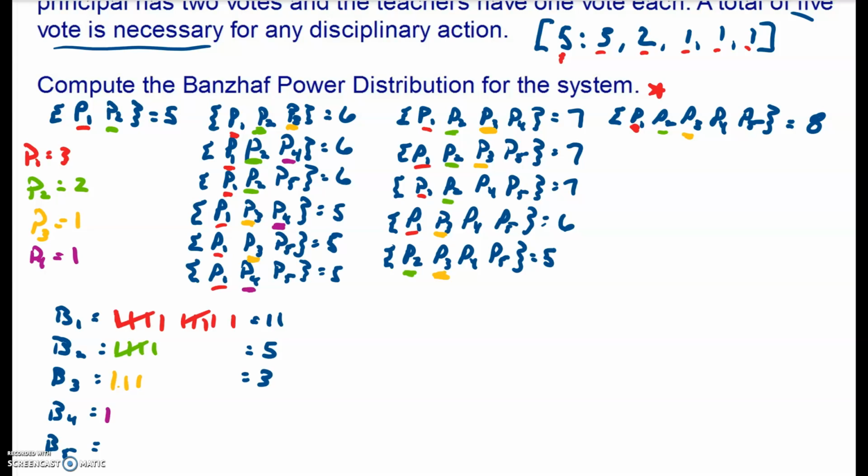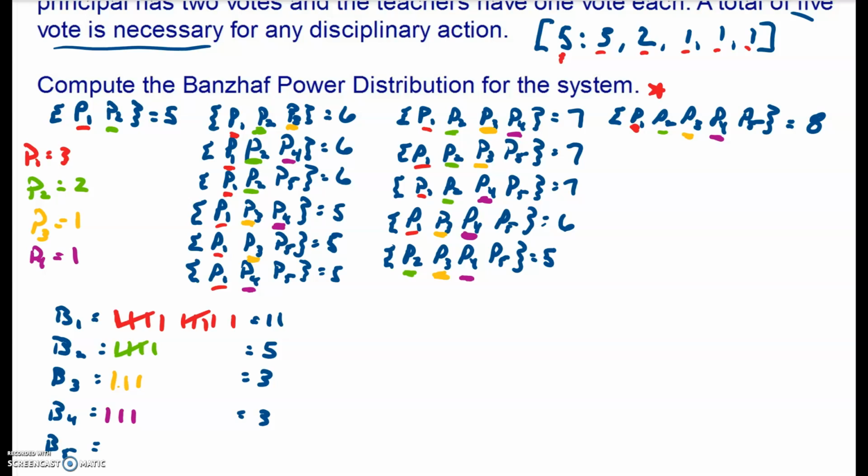5 minus 1 here, critical there. 7 minus 1, not critical. 7 minus 1, not critical. 6 minus 1, not critical. However, 5 minus the 1, critical. And finally, 8 minus 1, not critical. So I see that player 4 is critical a total of 3 times.